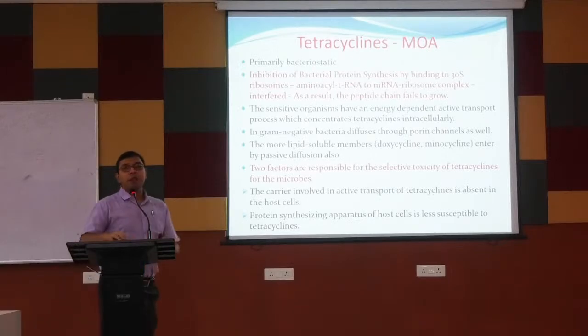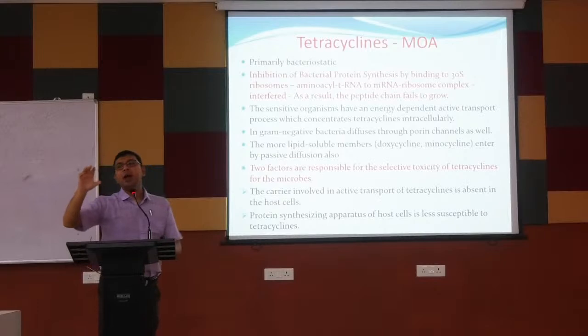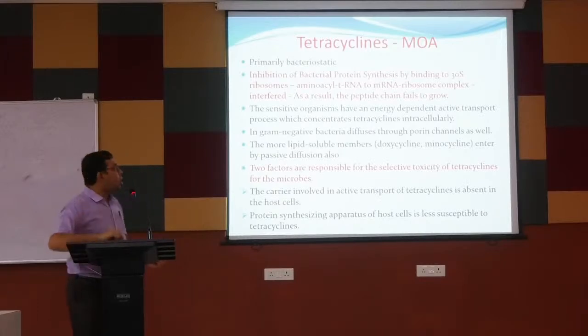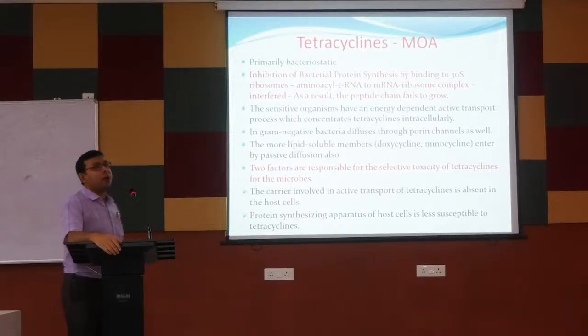Tetracycline is basically a bacteriostatic agent. You have already read in biochemistry about the translation of bacterial protein. Within bacterial protein synthesis, there are different steps. One of the steps is the binding of the 30S ribosome and the aminoacyl tRNA to the mRNA complex. This complex is an important part of new protein synthesis in bacteria. Tetracycline inhibits bacterial protein synthesis by binding to these 30S ribosomes.